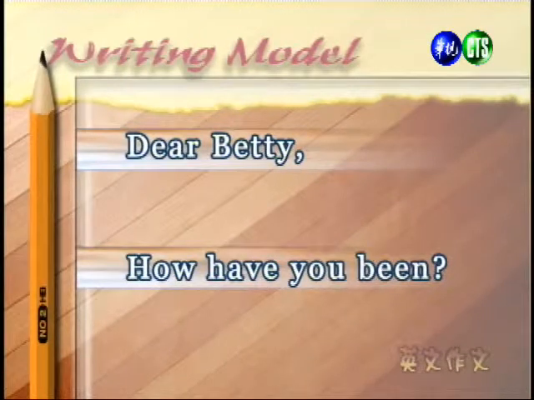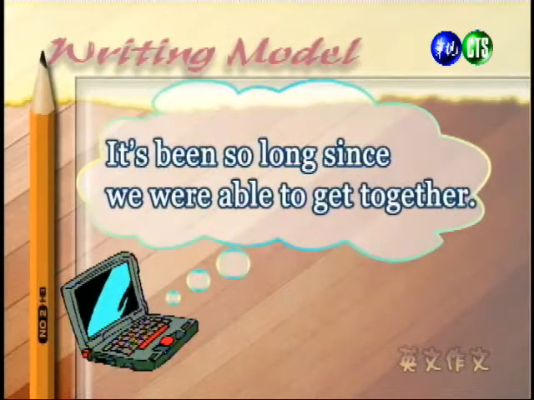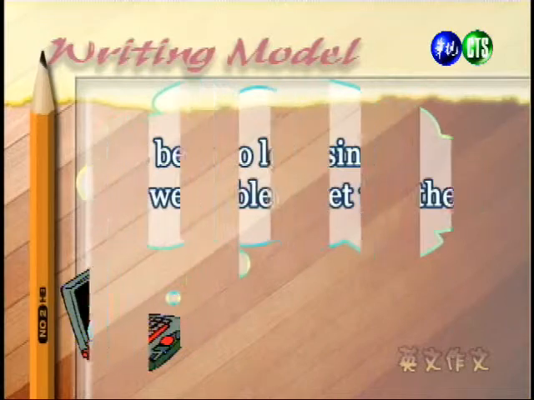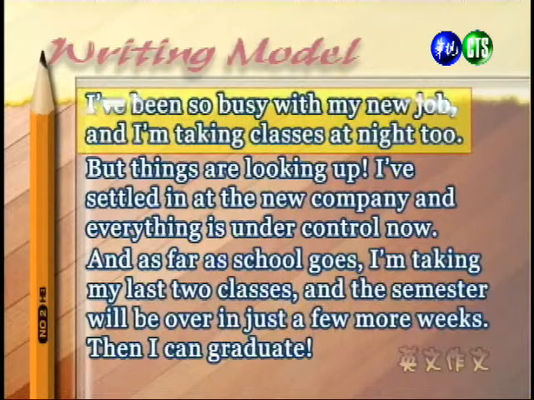"How have you been?" Right, and then Veronica prepares to introduce the topic of the letter by stating, "It's been so long since we were able to get together." Right, then after this, Veronica explains what has made her so busy recently by writing this passage.